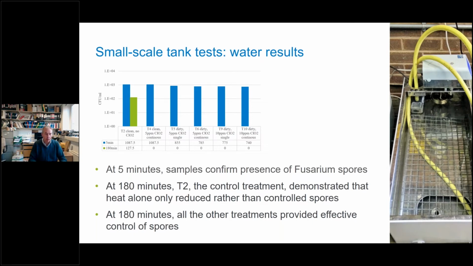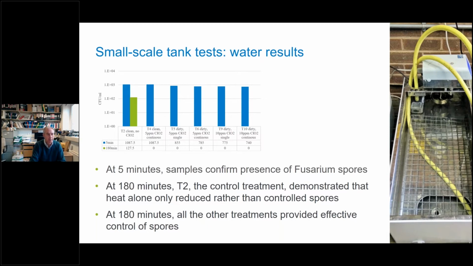The green bars show you the level of spores at 180 minutes. And these show an almost complete control across all the different treatments. So the only time there wasn't complete control was in T2, where we didn't actually add any chlorine dioxide. All the other treatments where we had chlorine dioxide, no spores survived after 180 minutes. And that is the level of control that you're looking for in this sort of experiment.